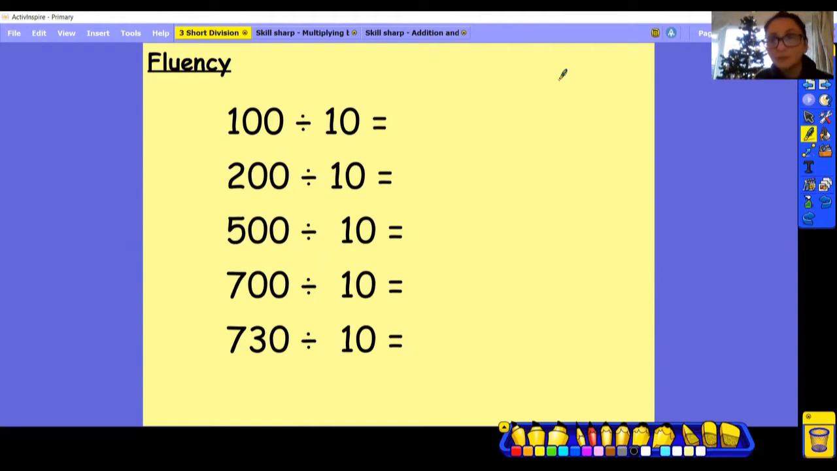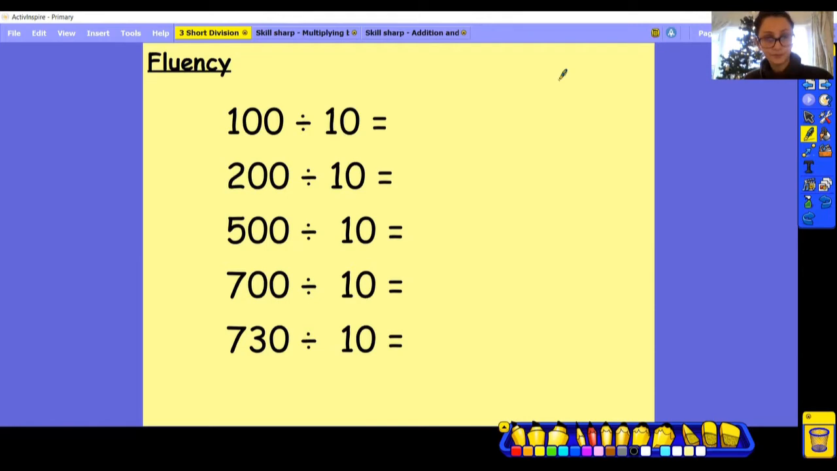We are going to do a bit of fluency today to start off with our math lesson. So here I have 100 divided by 10. If we divide by 10, how much smaller do you think it gets? Have a quick think. Well done if you said the number gets 10 times smaller.